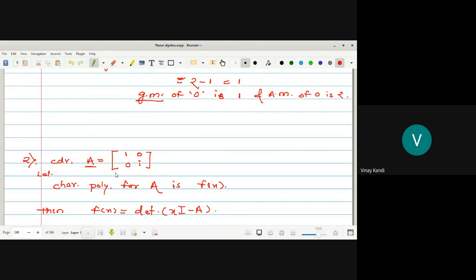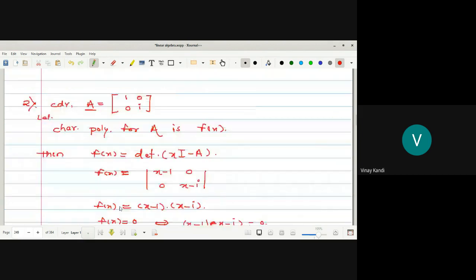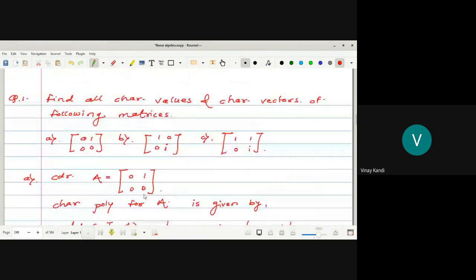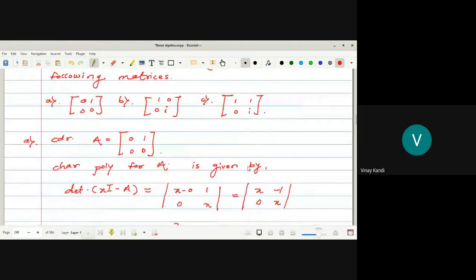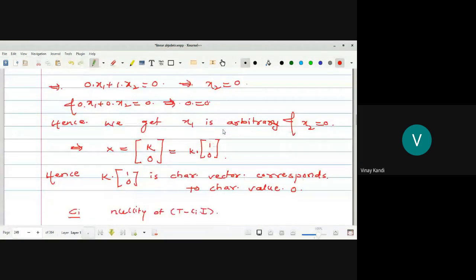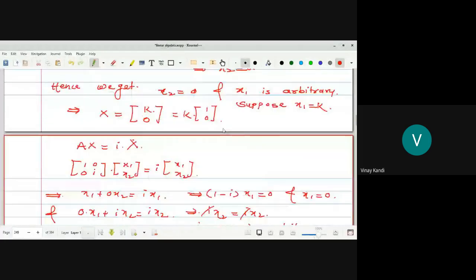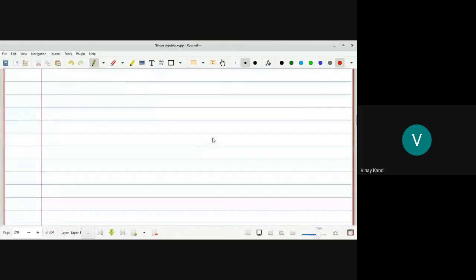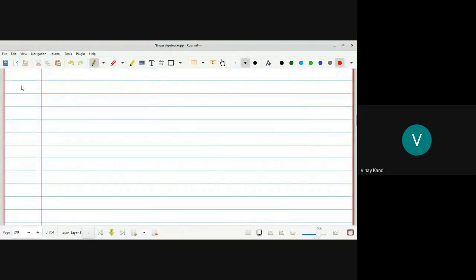Okay, our 3x3 matrix. Find the eigenvalue. Okay, let us solve the third one. Now question number 2: find the eigenvalues and eigenvectors over C.